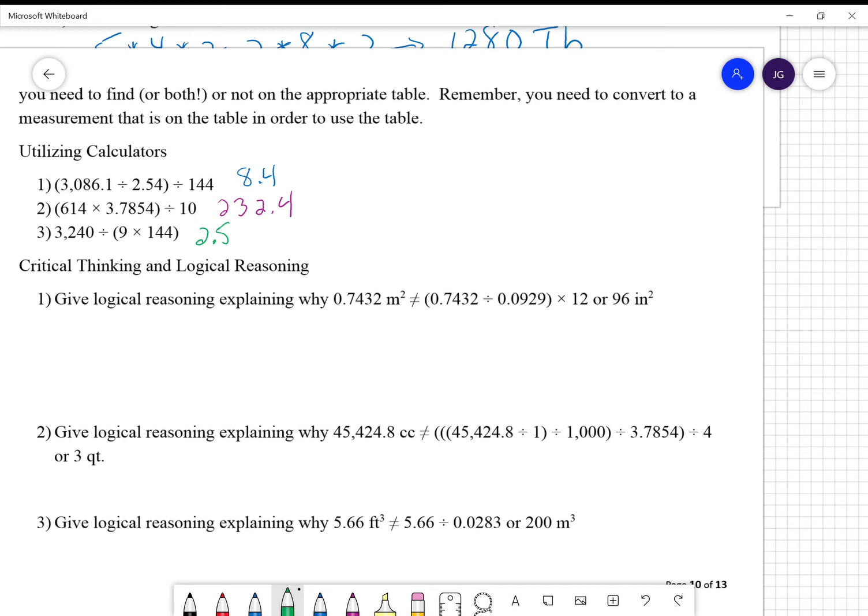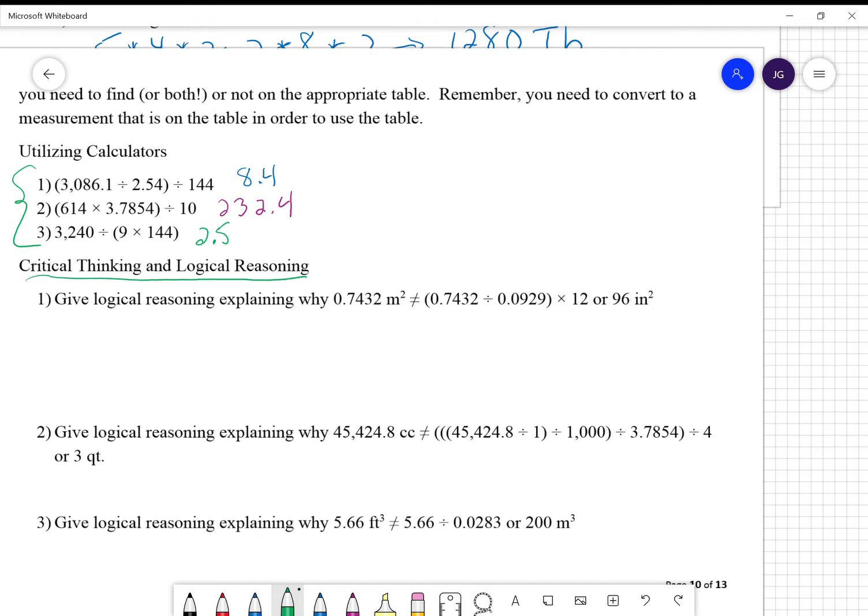And we're going to continue our work with converting different kinds of measurement within the US system, within the metric system, and between the two. In this section, we always have questions about working on the calculator, so make sure that you get those answers. I rounded them to the nearest tenth. Okay? And we are going to go on to critical thinking and logical reasoning.